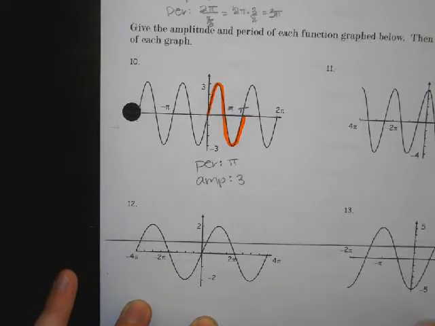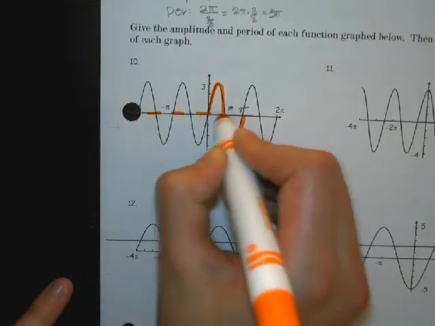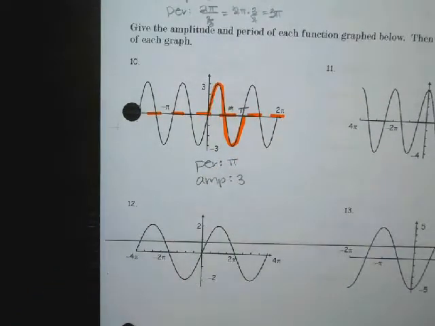The nice thing is none of these have a vertical shift. I talked in the video about the midline. On these particular graphs, the midline happens to be the x-axis, right there, the middle. So you could just look at how far up and down it goes from that. But if the graph had been shifted up, or shifted down, then you'd have to be a little bit more careful.